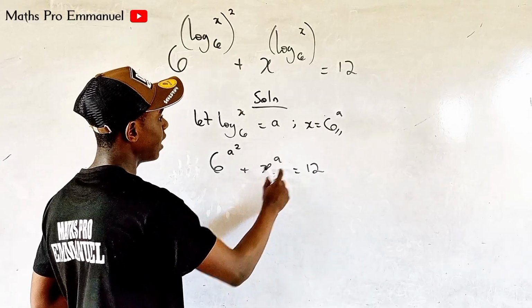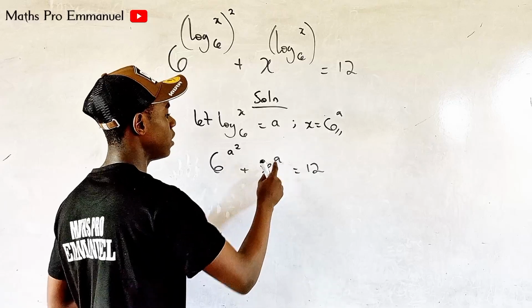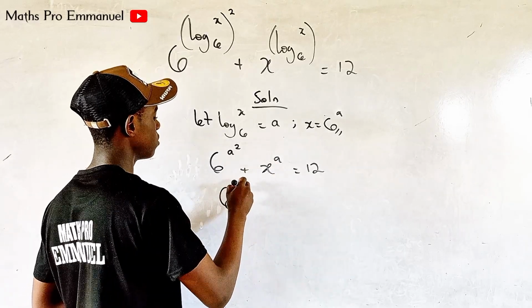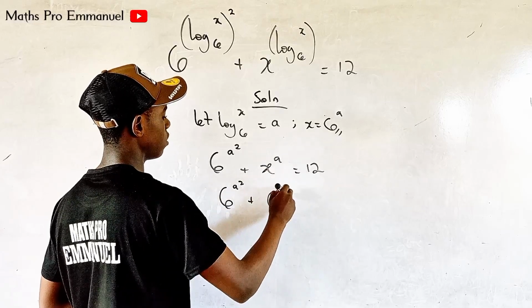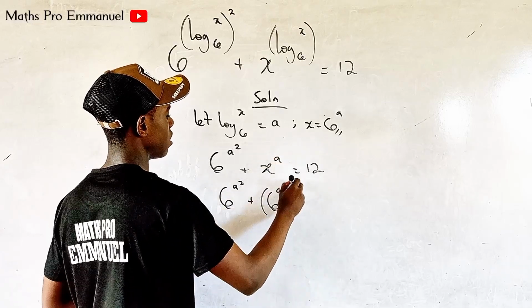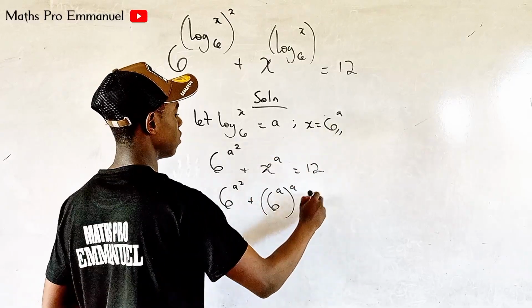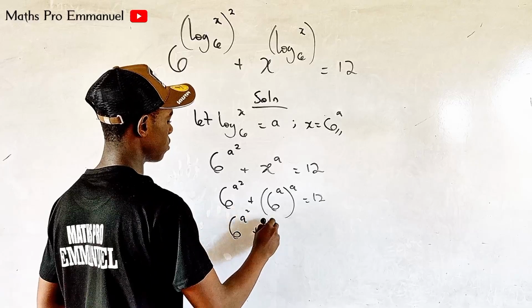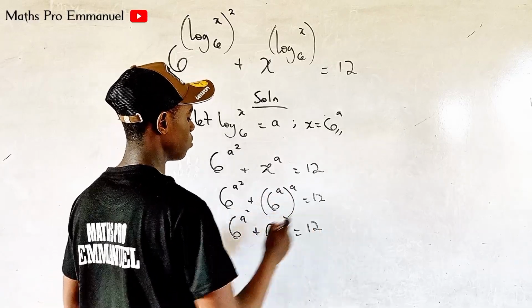But now if you remember here, I said x is equal to 6 raised to the power of a. So I'm going to put 6 raised to the power of a in place of x here. So now I have 6 raised to the power of a squared plus x, which is now 6 raised to the power of a, and the index is a, is equal to 12. So I'll have 6 raised to the power of a squared plus 6 raised to the power of a times a, which is a squared, is equal to 12.